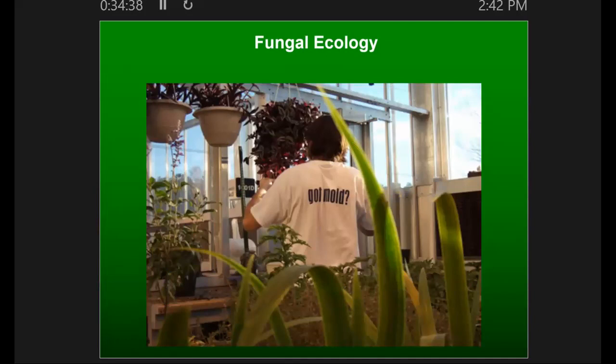This is a former student working in the greenhouse. I love the back of his shirt. And you probably don't remember the Got Milk commercials, although I think they made a bit of a comeback recently. So this was a takeoff or a play on words, got mold instead of got milk. So Kevin's working in the greenhouse.